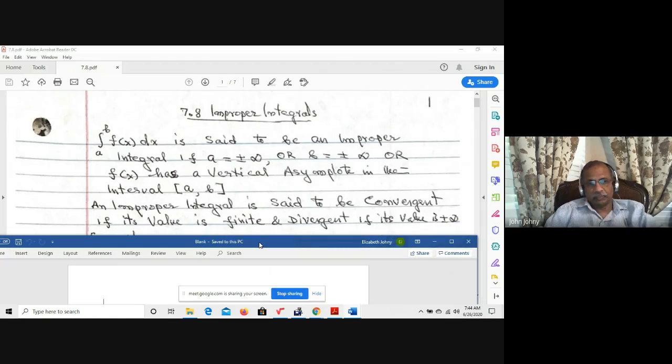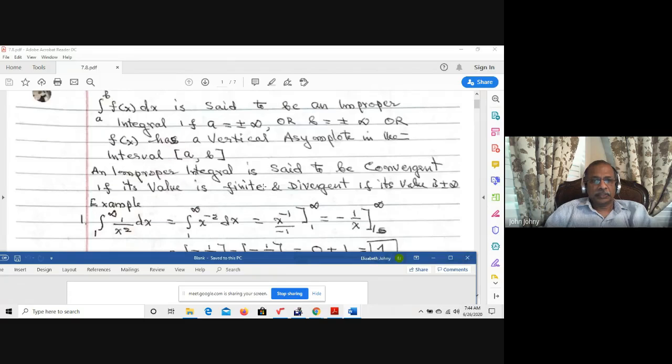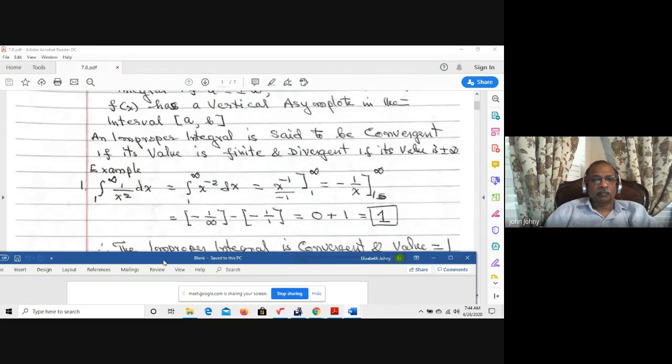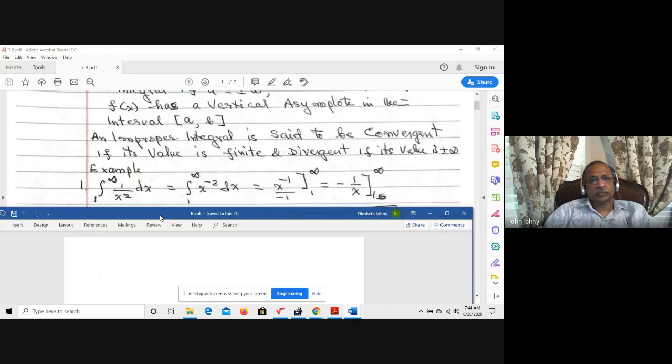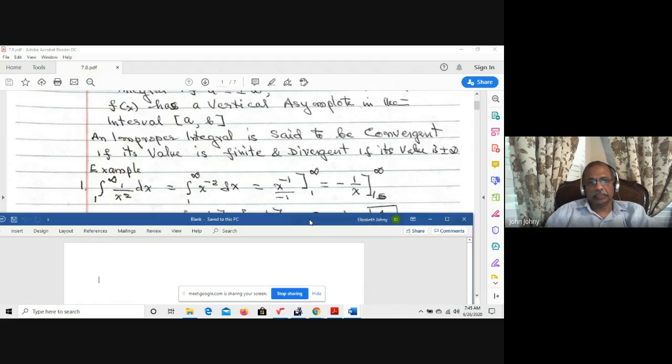plus or minus infinity. For example, consider the integral from 1 to infinity of 1 over x squared dx. This is an improper integral because one of the limits is infinity. So that is equal to the integral from 1 to infinity of x to the power of negative 2 dx. Apply the power rule, that is x to the power of negative 2 plus 1 over negative 2 plus 1, that is x to the negative 1 over negative 1, from 1 to infinity, that is negative 1 over x from 1 to infinity. Substitute the limits.